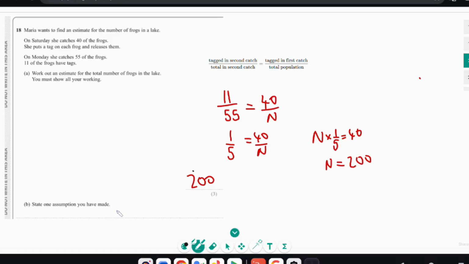State one assumption that you made. So I would say that none of the frogs have died. Probably quite a lot of answers, so I'm just going to look at the mark scheme and give you some more answers for that one. No frogs have left or arrived in the lake. No tags have fallen off. No lost tags. Sample of frogs taken was a random sample. Tagged frogs are distributed around the lake. No baby frogs. No frogs have died, etc.